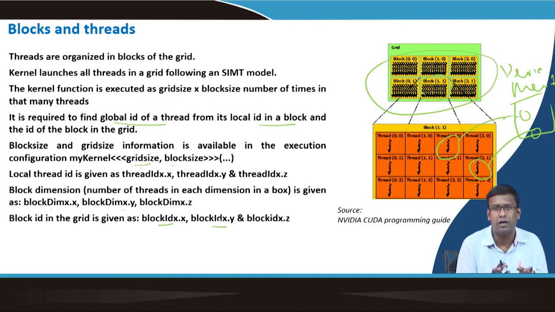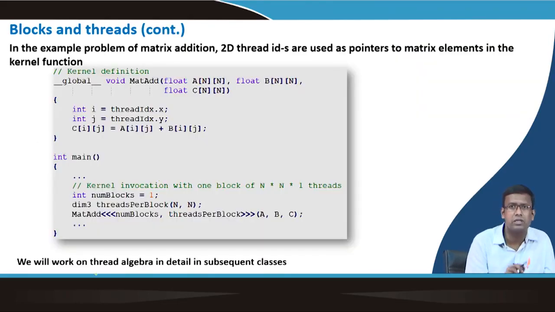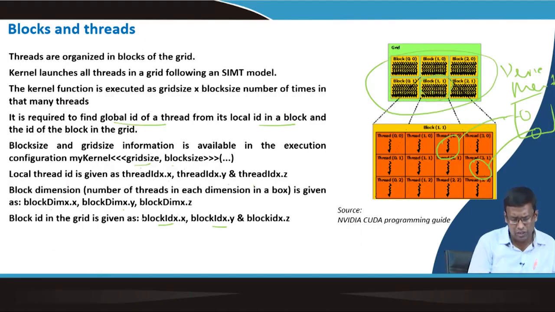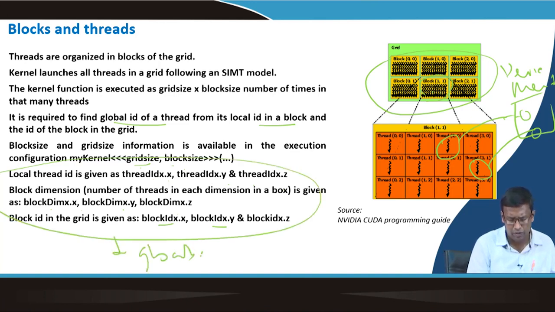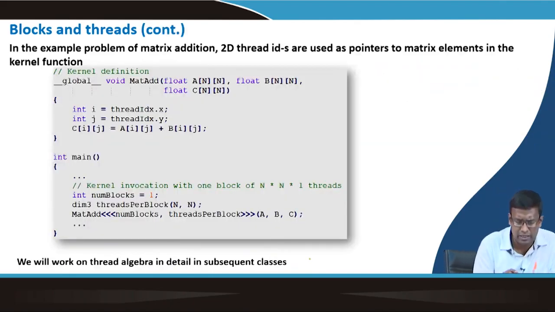So, when you call from the kernel, it returns the values of the local block ID, the dimension of the blocks and the local thread ID. Using this, we can constitute what is the global ID of the thread. So, using this set of information, we can constitute the global ID.